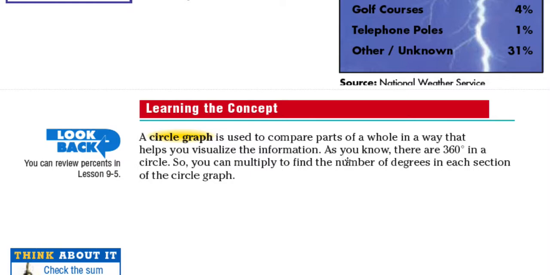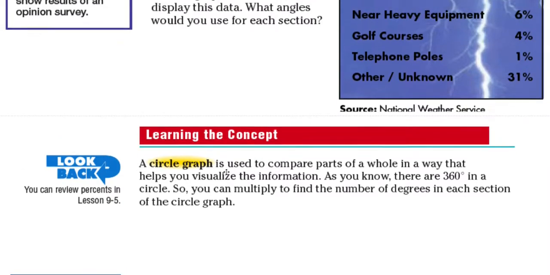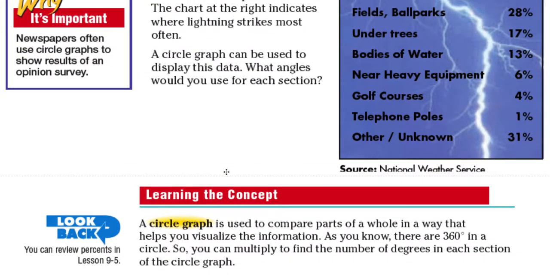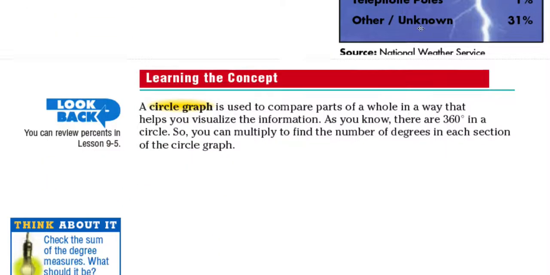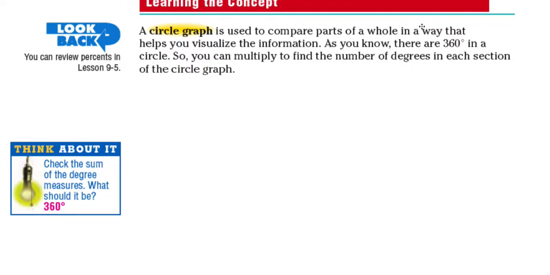As you know, there are 360 degrees in a circle. So you can multiply to find the number of degrees in each section of the circle. What does that mean? If we want to find the angle for fields and ballparks, which is 28%, we want to find out how big the angle is. We need to find out what is 28% of 360.